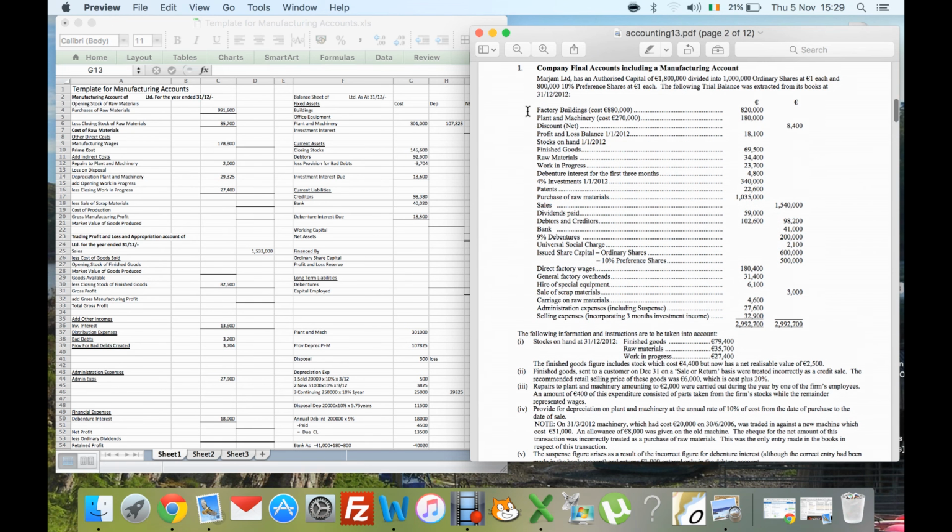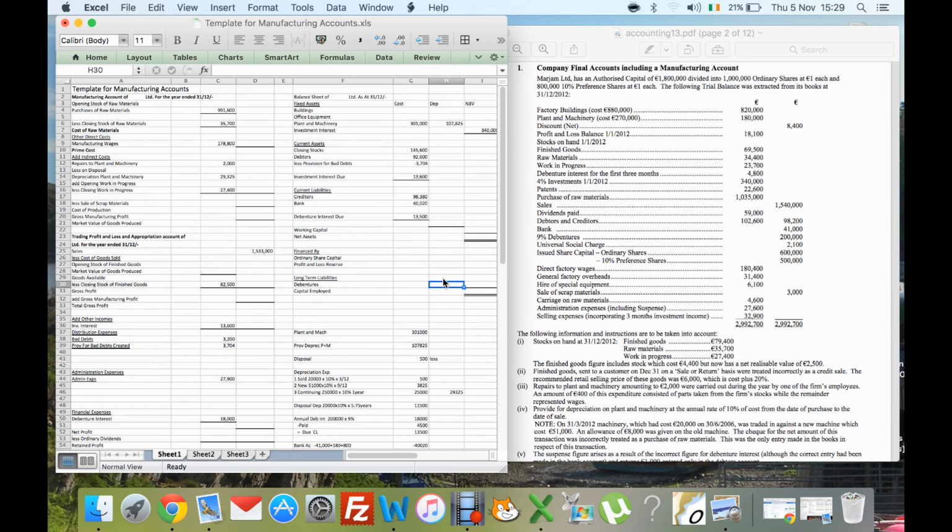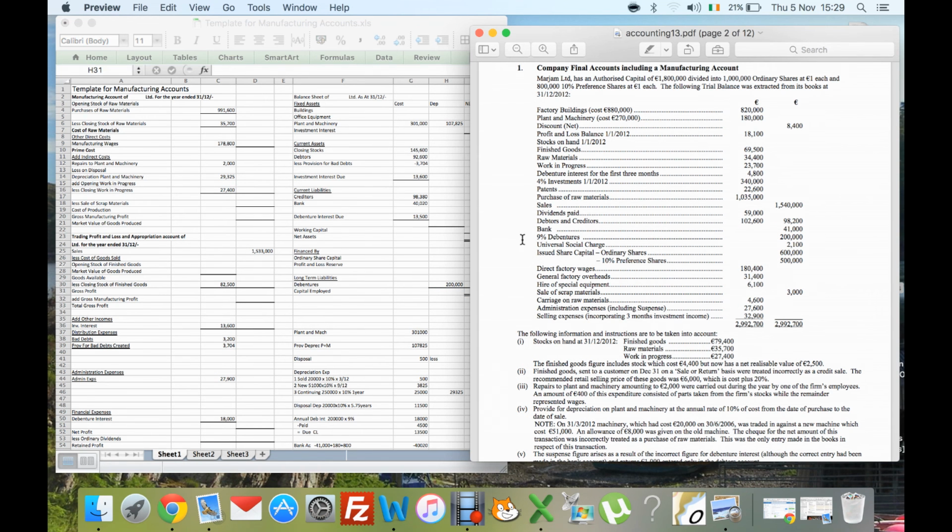Now, I haven't dealt with factory buildings. I've dealt with plant and machinery. I haven't touched discount or profit, or stocks. I've dealt with debenture interest, I've dealt with investments, patents I haven't touched yet, purchases and raw materials I have dealt with, sales I have, dividends no, debtors and creditors I've both dealt with, bank I have. Debentures, 200 grand, I forgot to put that in, so while I was dealing with that I should have put that in here. USC I haven't, and that's on the credit side, so it's going to be a liability. Issued share capital I haven't, and some of the rest of these I haven't. Administration, corporate and suspense, I'm assuming that I put that in here.